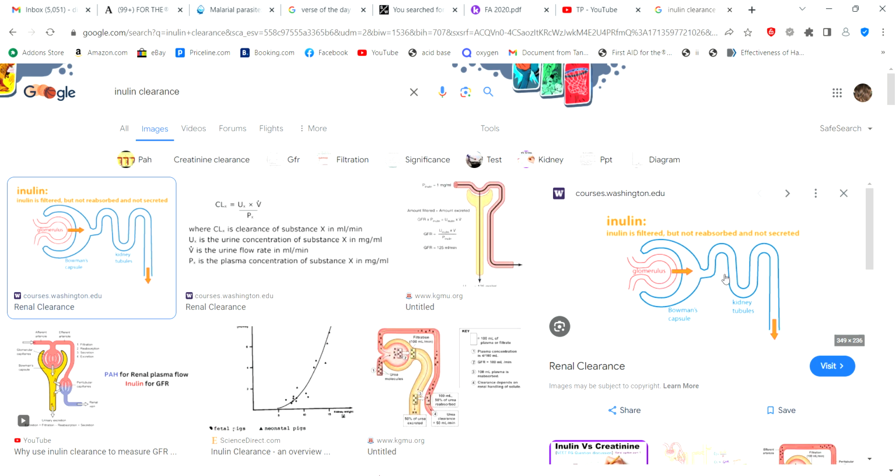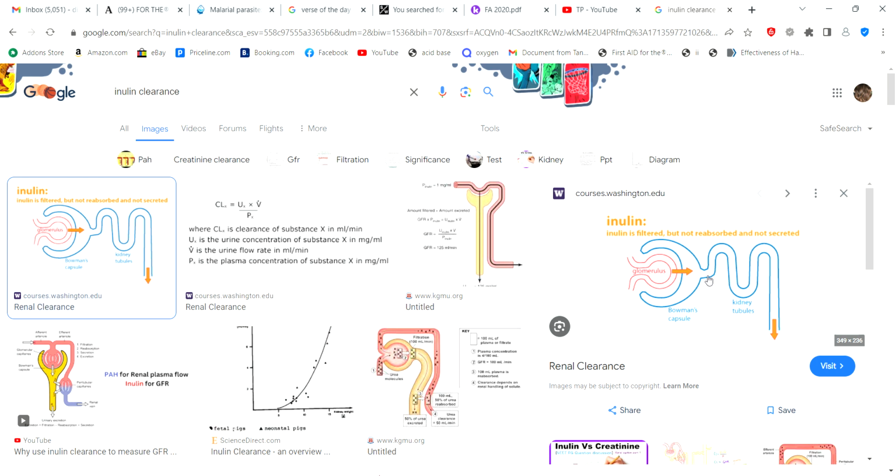Yeah, so inulin is filtered but not reabsorbed and not secreted. So it means that it goes into the glomerulus and into the urine. Reabsorbed means, out here, all this is blood, right? This is the inside of the kidney. So the sodium, potassium, chloride, all that stuff that's going in is being taken back into the blood. That's reabsorption. Otherwise, we would just pee out all our sodium.